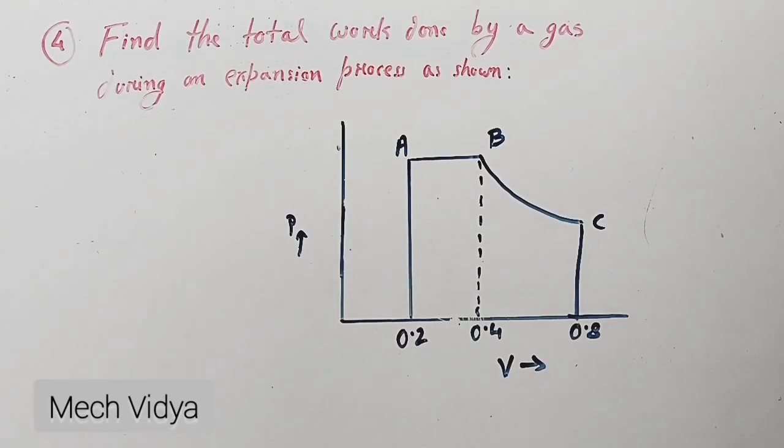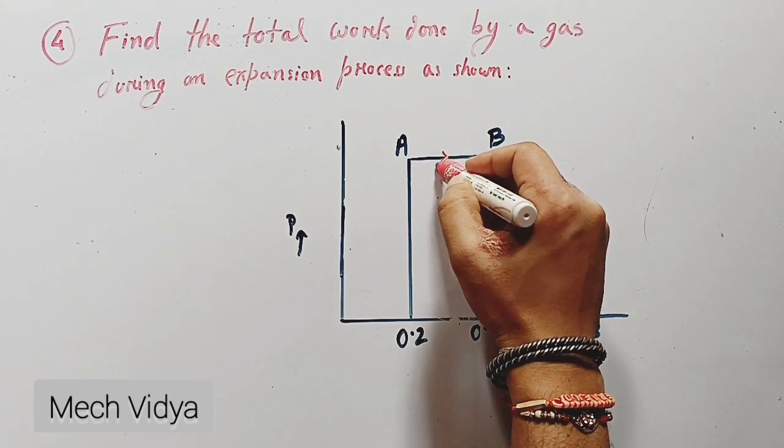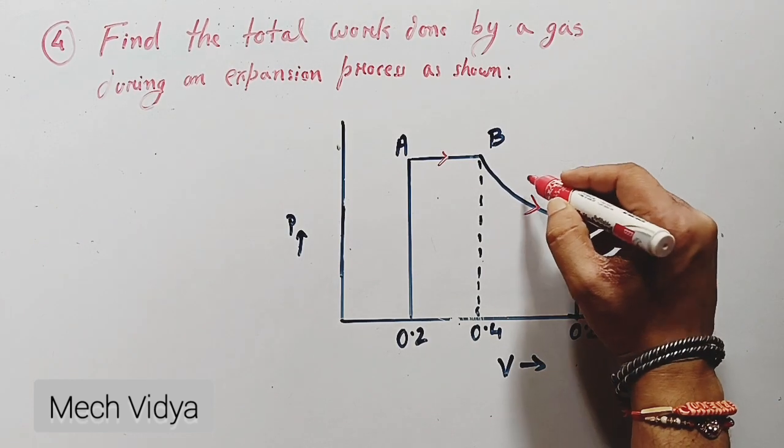So in the next problem we have to find out the total work done by a gas during an expansion process from A to C. Okay, from A to B and then from B to C. So overall the gas has expanded from A to C. So we have to find out the total work done during this process.